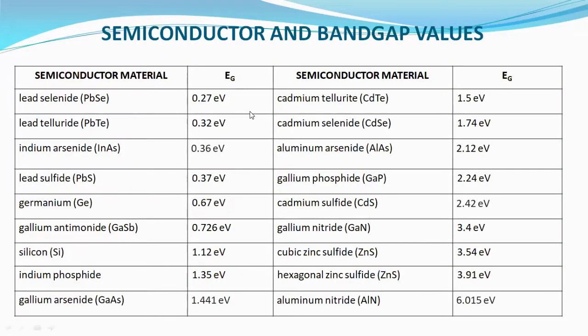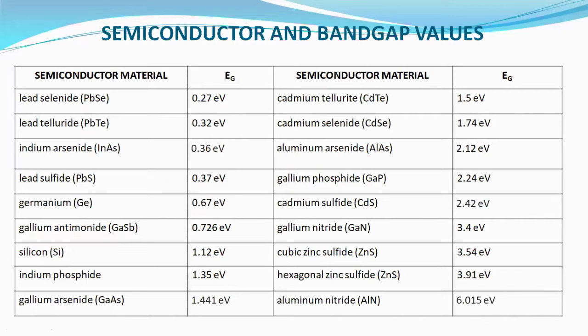As I said, semiconductor material has an energy gap value in the order of 1 electron volt. This is not true actually. This is some roughly estimated value. It can be anything. I have taken some very frequently used semiconductor materials here and their corresponding energy gap values.